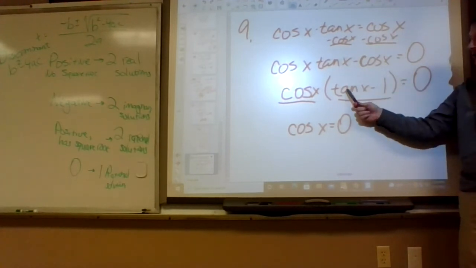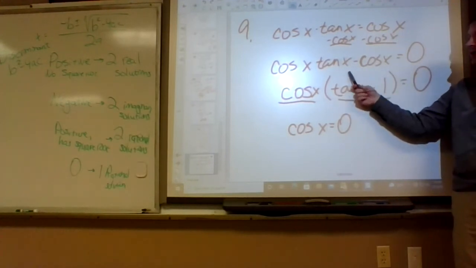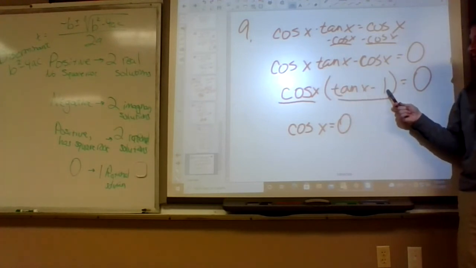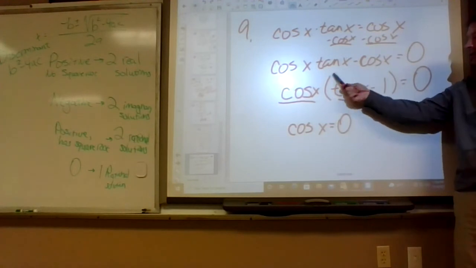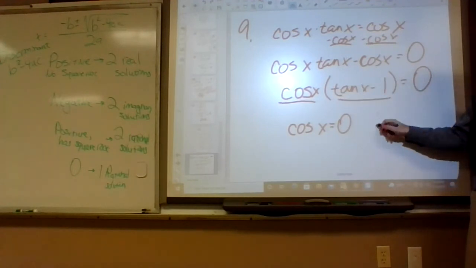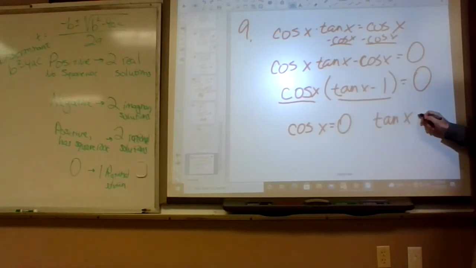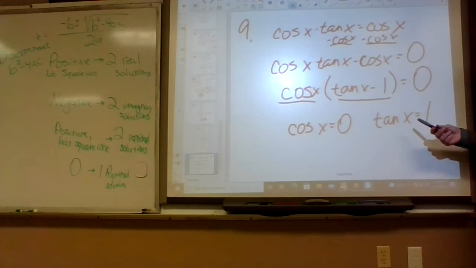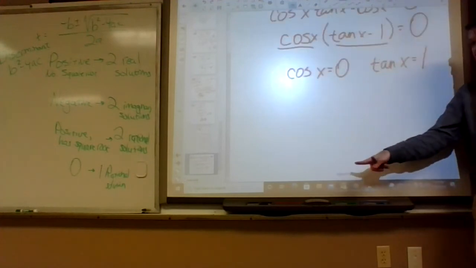I want tangent of x to equal 1. You guys know why I want that? Because that would make this equal to 0, which would make it the right answer. So this is my other thing: cosine of x equals 0, tangent of x equals 1. I would never get this. The reason I got it was because I've seen stuff like it before.